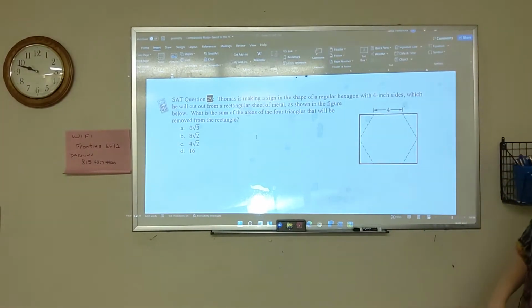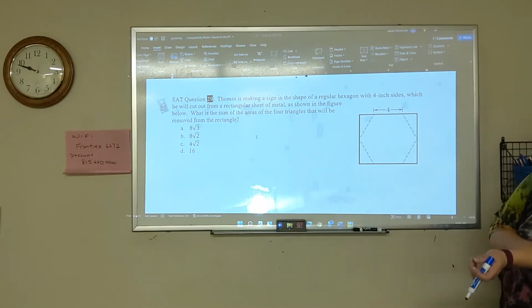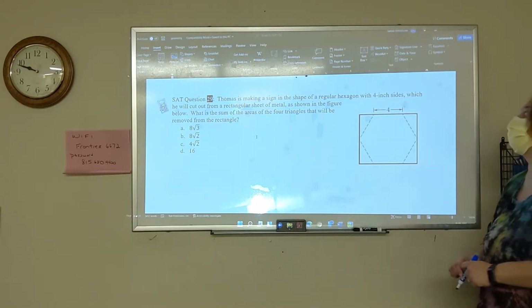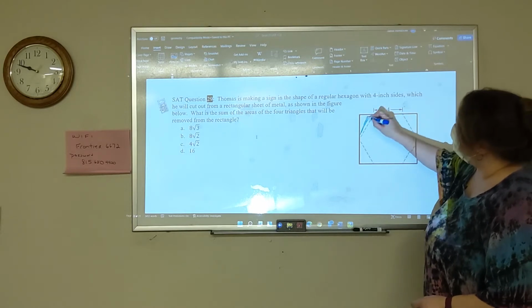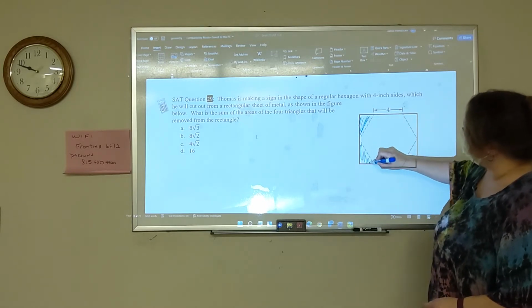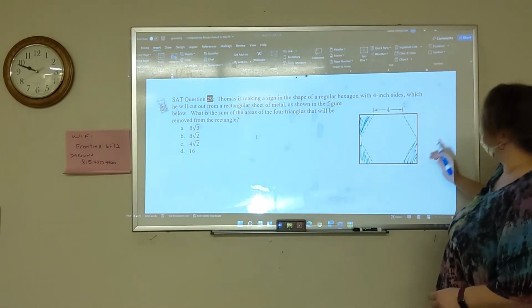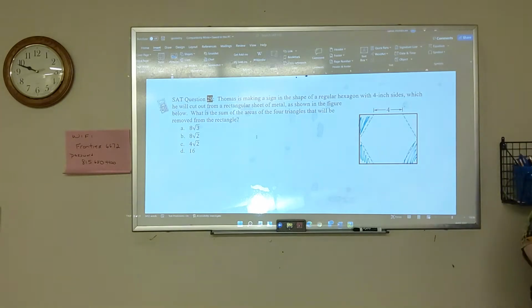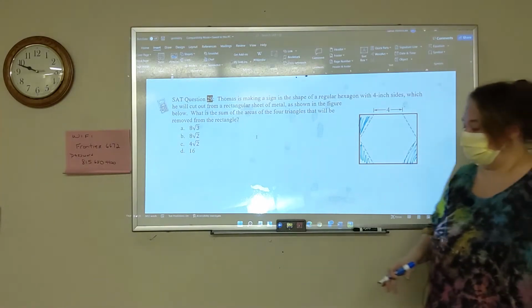Thomas is making a sign in the shape of a regular hexagon, God only knows why, with 4-inch sides, which he will cut from a perfectly good rectangular sheet of metal, as shown in the figure below. What is the sum of the areas of the 4 triangles that will be removed from the rectangle? So we want to find the area of these 3 guys, plus the one in the upper right here that I'm not going to shade in because we're going to draw in it.